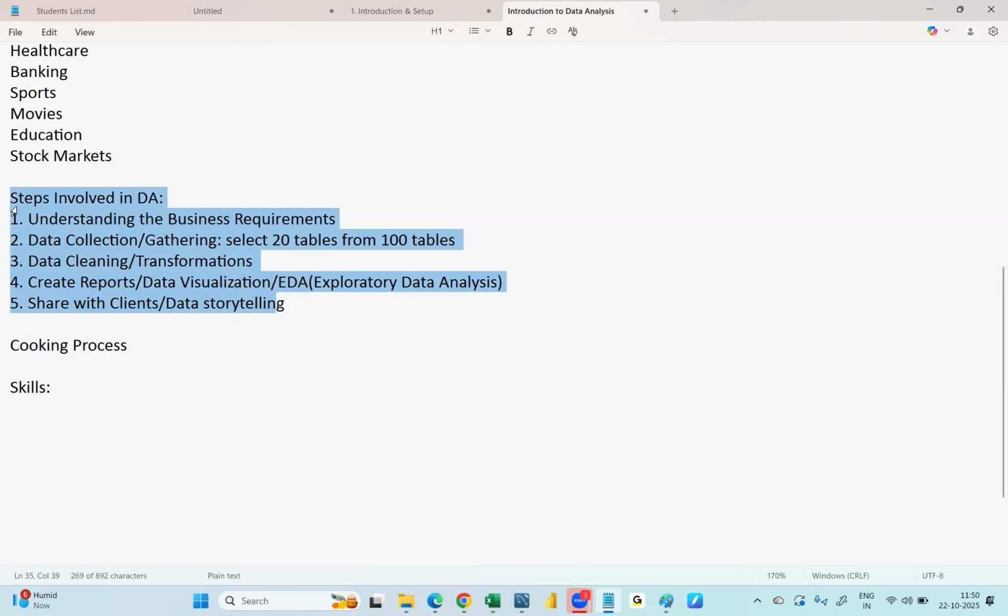So remember, next time whenever anybody asks you what the steps are, just remember the cooking process, and the same steps you can tell will be the correct answer. Okay. So now let us move forward to understand the skills that we are going to discuss in our data analysis course. The skills you need to learn to get a job as a data analyst will also be these.